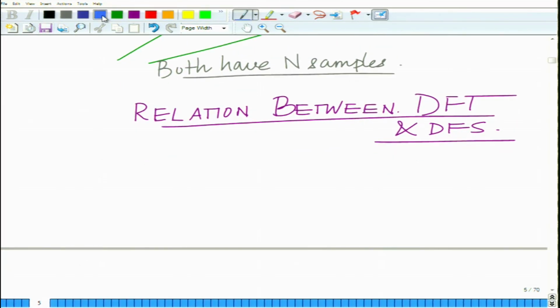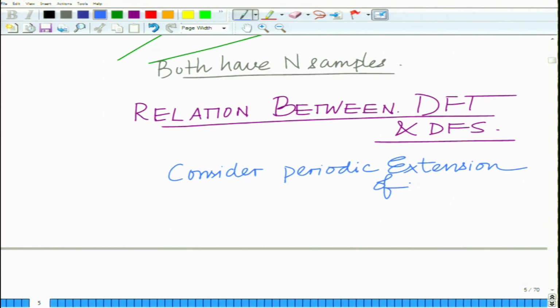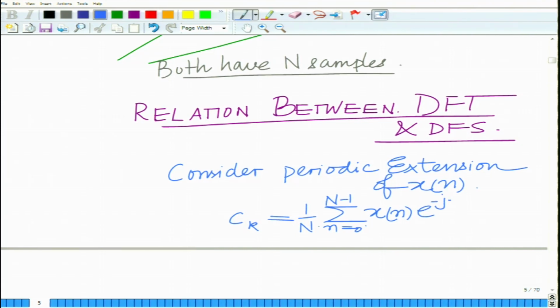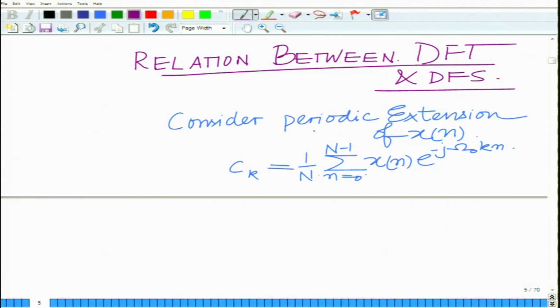Consider the periodic extension of x n, and then we have c k equals 1 over N summation n equals 0 to N minus 1 x n e raised to minus j omega naught k n. Remember c k: we are considering a periodic extension of the signal x n, which is defined for 0 less than or equal to n less than or equal to capital N minus 1. So, we are extending it periodically, which means we are repeating the same sequence x n periodically.